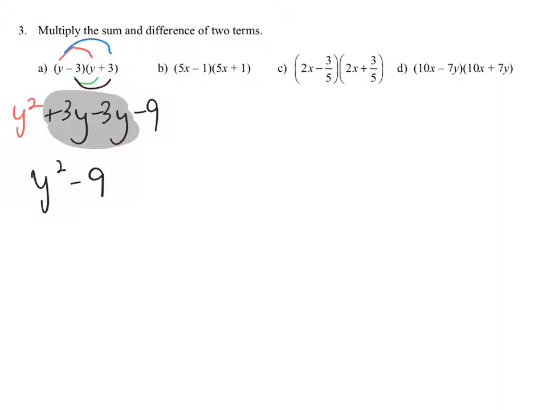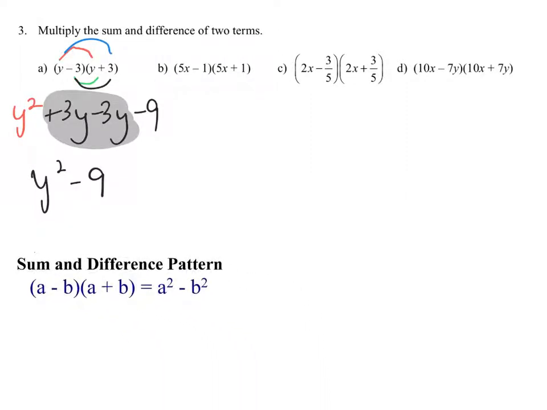And this happens whenever we have the special pattern. The pattern here is what we call a sum and difference pattern. Whenever you have a quantity a minus b times a quantity a plus b, then the pattern results in a squared minus b squared. So you square the first term, square the last term, and you subtract. So this is called the sum and difference pattern.